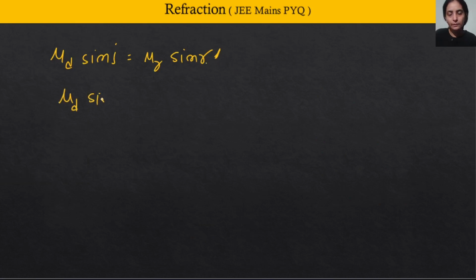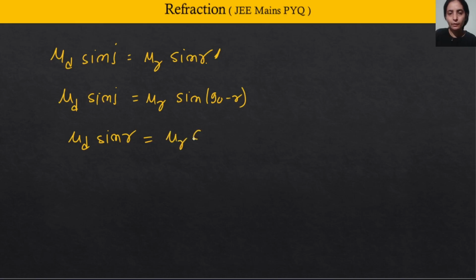So mu d sine I is equal to mu r, and r dash is 90 minus r. So sin of 90 minus r will become how much? Cos r. Okay, so instead of I we can also write r. So mu d sin r is equal to mu r cos r. So sin r by cos r, that is tan r, is equal to mu r by mu d. So mu r by mu d is how much?